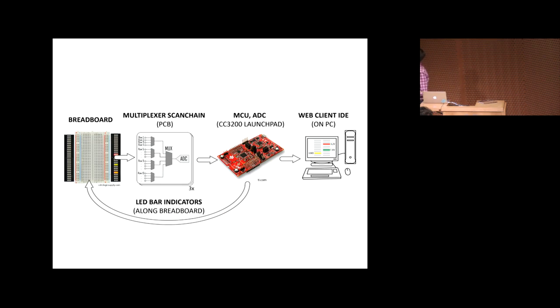So how is this built under the hood? We have our breadboard, and then we connect the breadboard through a multiplexer scan chain to an ADC on an embedded microcontroller, and then we just round robin through all the rows one after another. We can feed that information either directly back to the LED bars or forward it to the software clients.